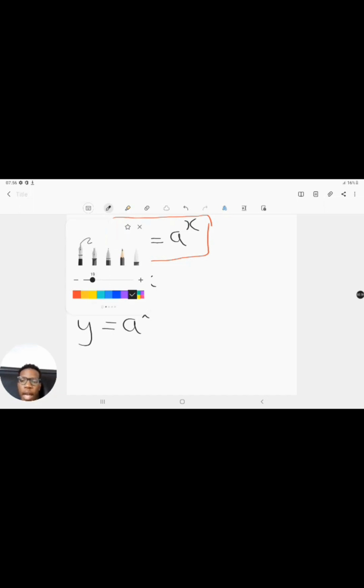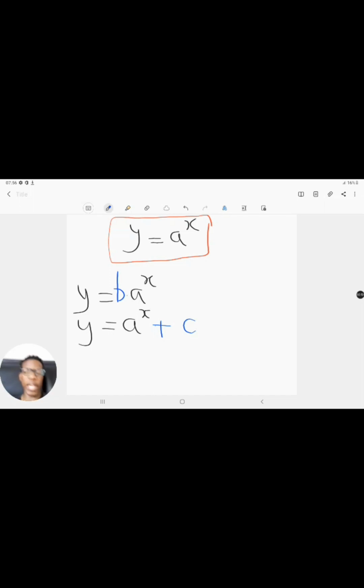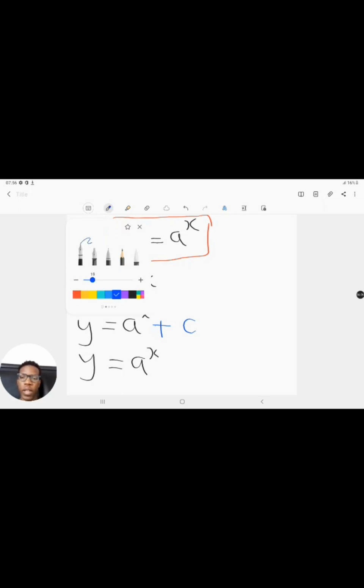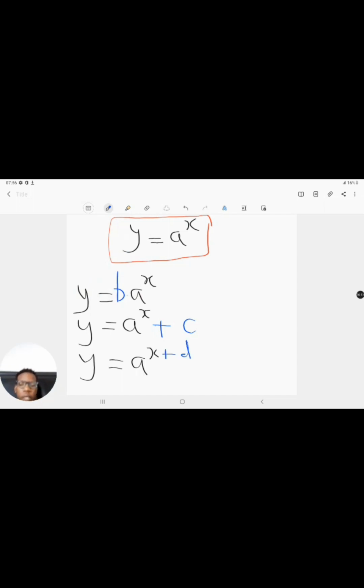But what would happen if we said plus c? If we added a plus c there, what would happen to the shape of our graph? How would our graph behave? What would we end up with? And then the fourth form that I would like us to consider is y equals a to the power of x, and let's say on top there I say plus d. What would happen to our graph if we do that?